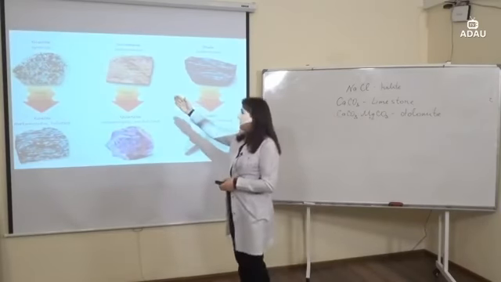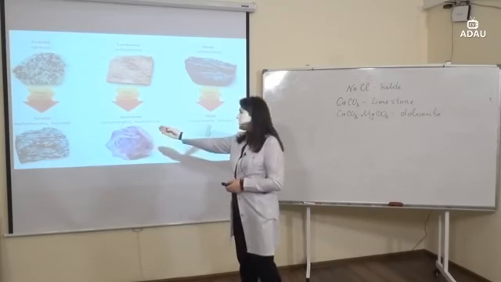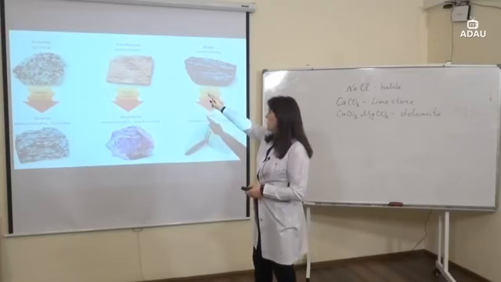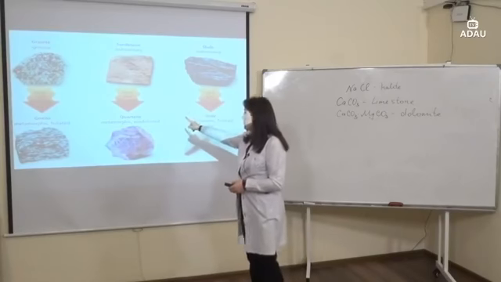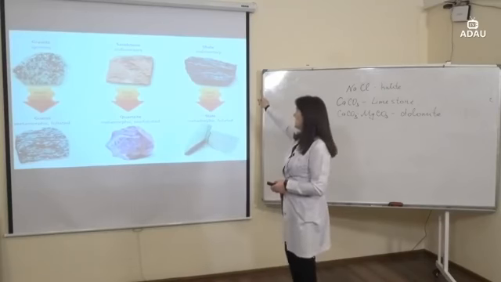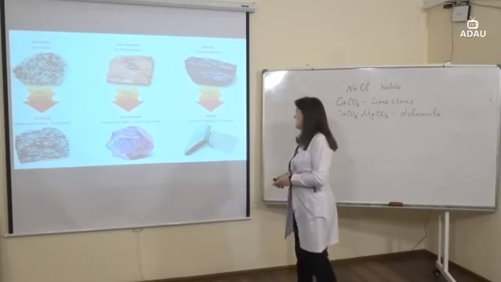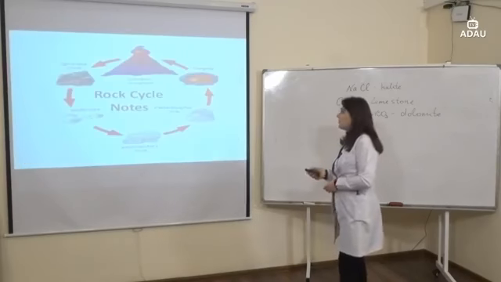Granite, we know, is an igneous rock. After metamorphosis, it changes to gneiss, a metamorphic rock. Sandstone is a sedimentary rock. After metamorphosis, it changes to quartzite. Shale is a sedimentary rock. After metamorphosis, it changes to slate with a foliated structure.